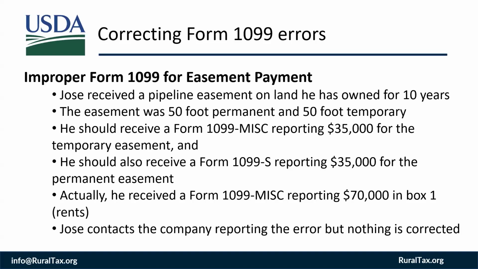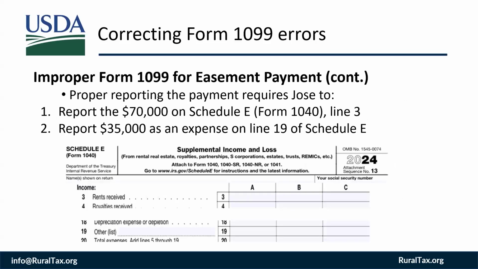Jose contacted the company. He reported the error. The company did nothing, they didn't care. Often what we find is those companies hire bookkeepers, they don't hire accountants. All the bookkeeper knows how to do is fill out the 1099 and put a number somewhere on the Form 1099 miscellaneous. They don't understand that there are two forms: the 1099-S for the permanent easement, the 1099 miscellaneous for the temporary. So we have the situation of, again, improper reporting.